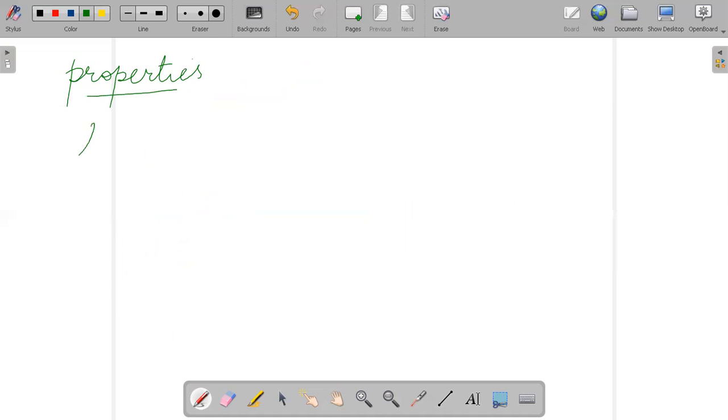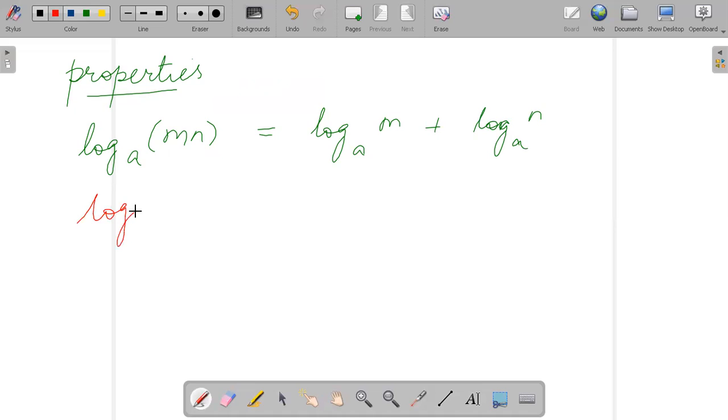All right. So when I say log of mn to some base, say a, it will be equal to log of m to the base a plus log of n to the base a. It is the same as writing: if I have to write down log of 6 to the base 10, I can write it as log of 2 to the base 10 plus log of 3 to the base 10.